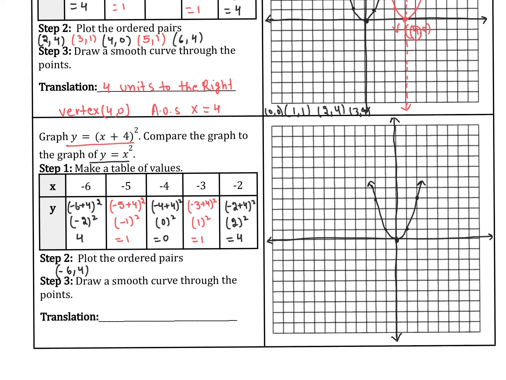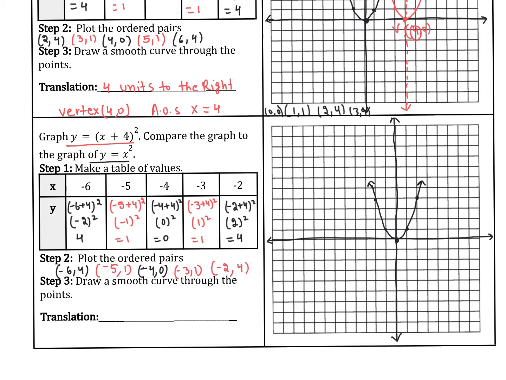So my point is going to be -6 comma 4. My next point is when I use -5: -5 plus 4 is -1 squared, and my next point is -5 comma 1. Next, when I plug in -4, that gives me -4 comma 0. And next I'm going to plug in -3: -3 plus 4 is 1 squared, and my point is going to be -3 comma 1, and then last is -2 comma 4.